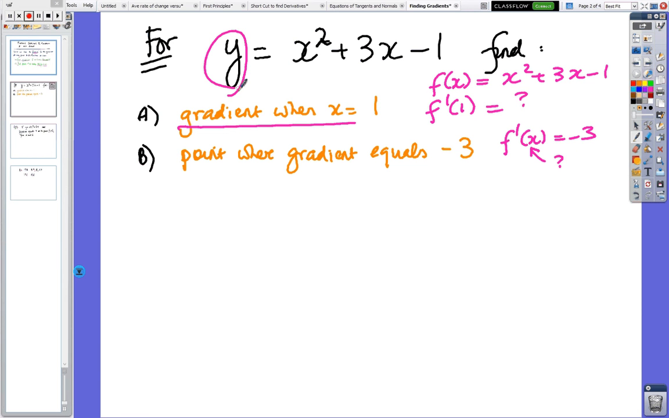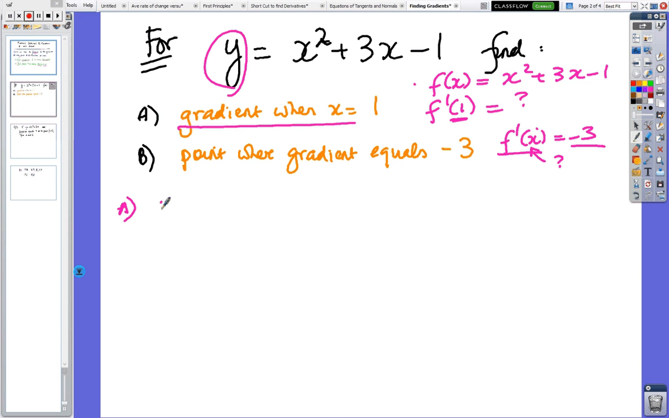So we've got y, so it's sort of like in English, but if it had been f(x), then I could have just said find f dash 1, which is find the gradient when x equals 1, or the gradient equals minus 3, and what was the x value. So they're the sort of questions we ask. So let's do it the way we're going to be doing it.